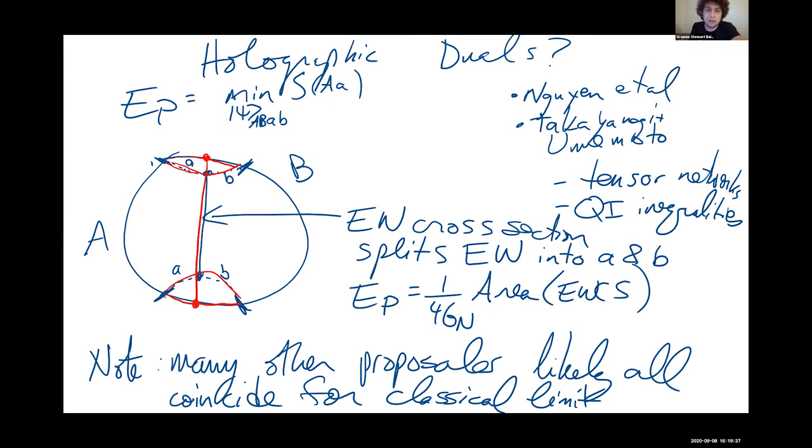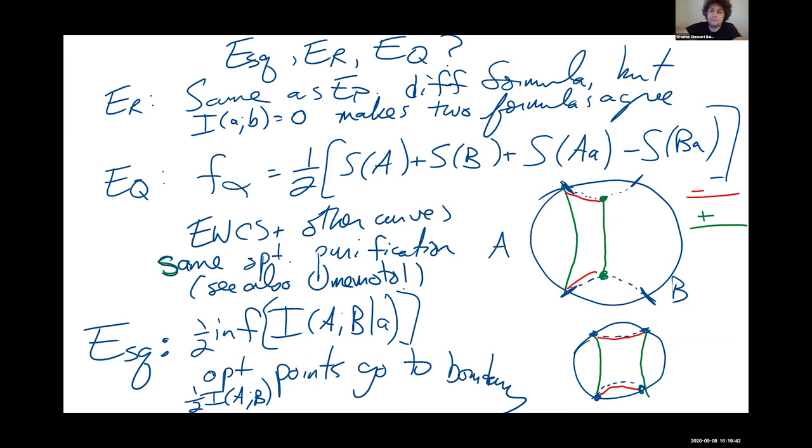Now, what about squashed entanglement, R correlation and Q correlation? Well, the R correlation actually turns out to be the same as the entanglement of purification, EP, even though it's a different formula, and that's because the mutual information between little a and little b is zero when they lie along a geodesic like that. The EQ depends on the entanglement wedge cross-section, but also on some other curves. The optimizing points are the same, but it gives you some different information about the geometry. Specifically, it gives you the sum of these vertical curves minus the sum of these horizontal curves. So throughout, anytime something's in red, it'll be negative, and anytime something's in green, it'll be positive.